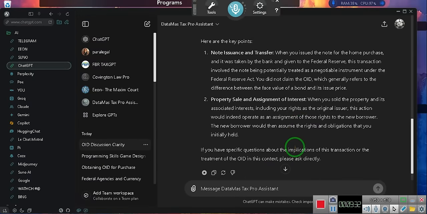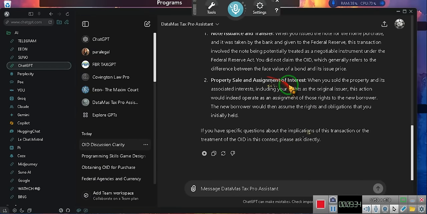Two, property sale and assignment of interest. When you sold the property and its associated interests, including your rights as the original issuer, this action would indeed operate as an assignment of those rights to the new borrower. The new borrower would then assume the rights and obligations that you initially held. If you have specific questions about the implications of this transaction or the treatment of the OID in this context, please ask directly.